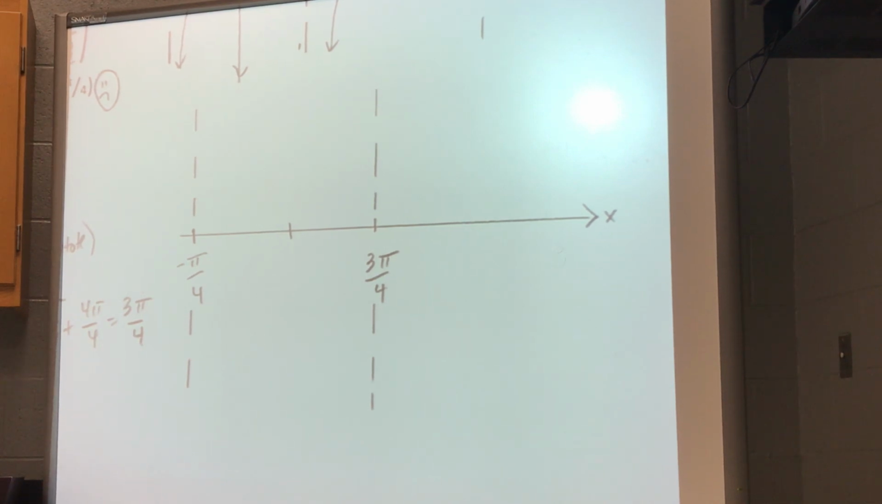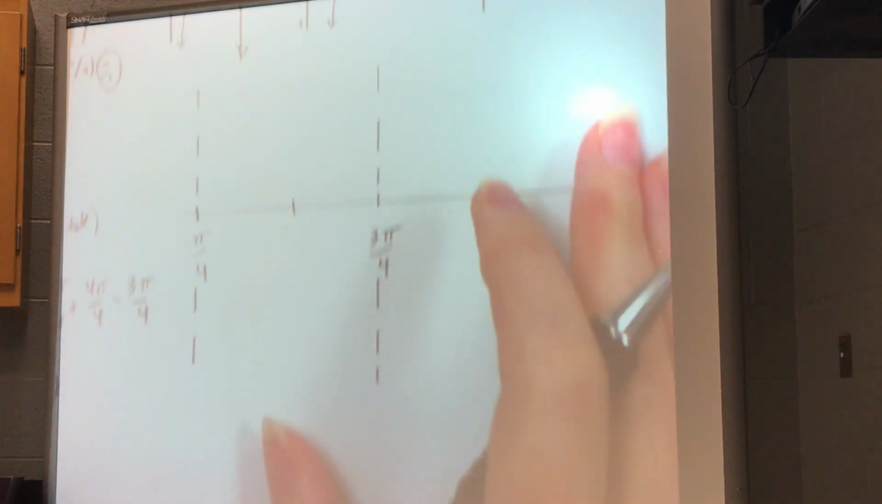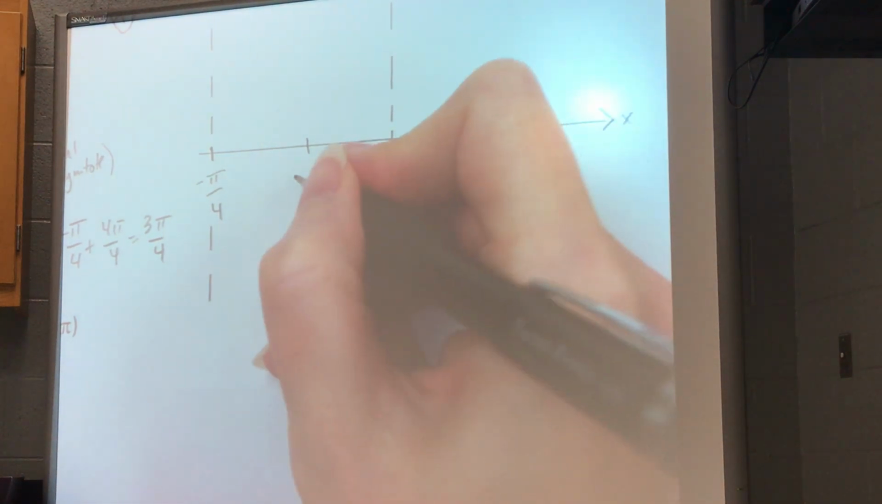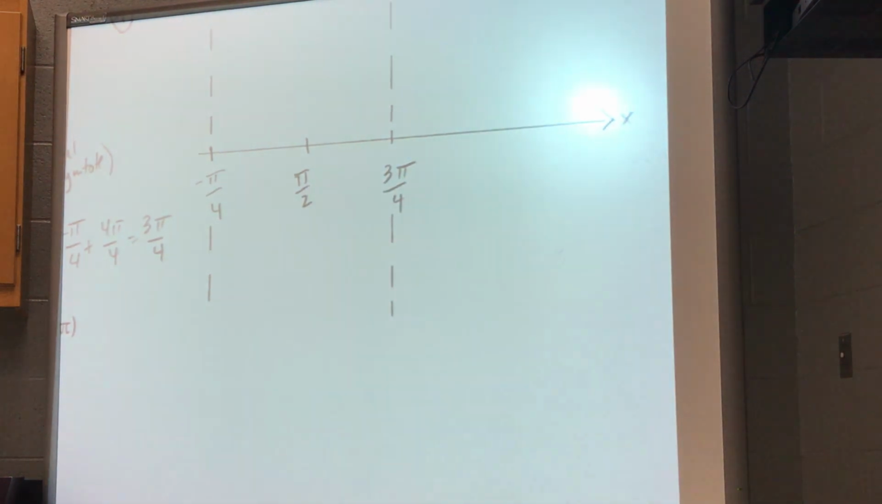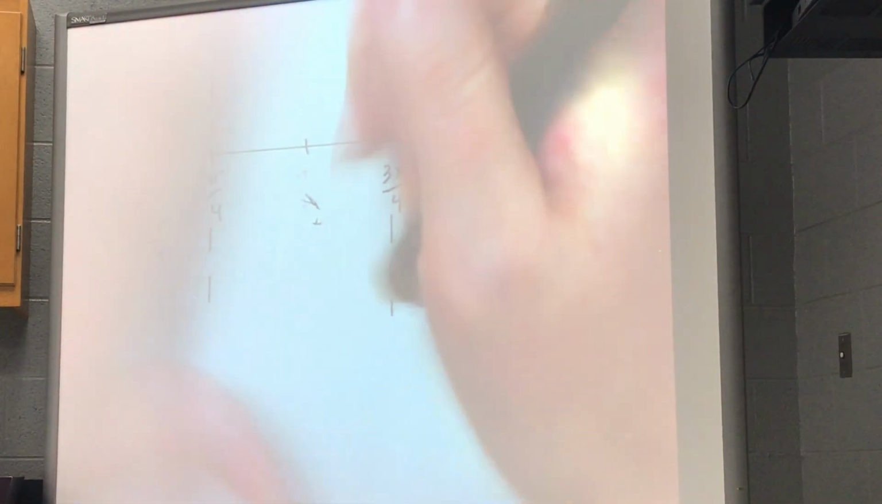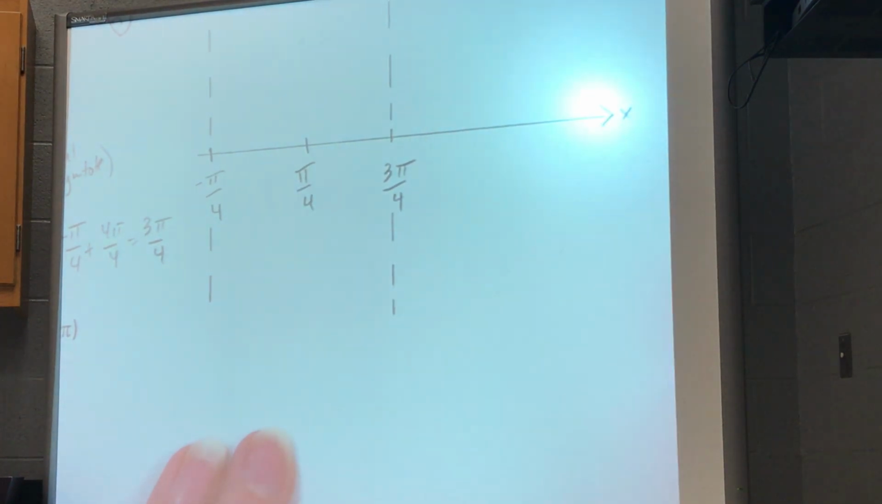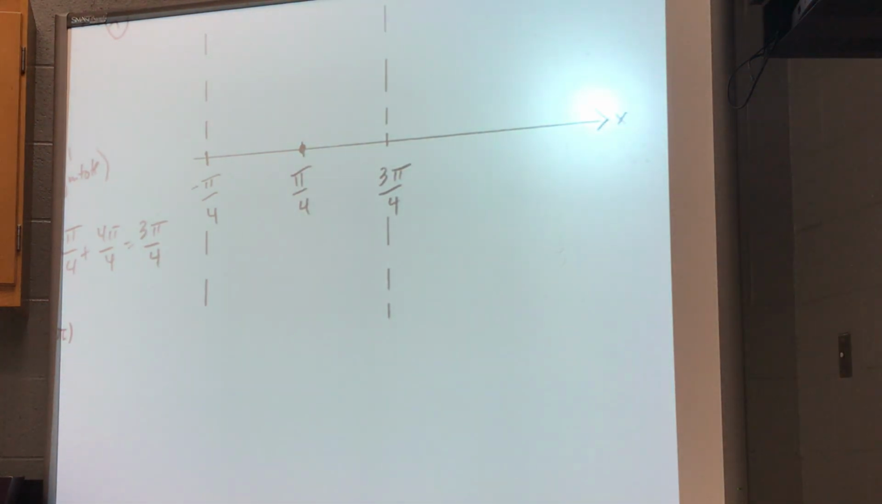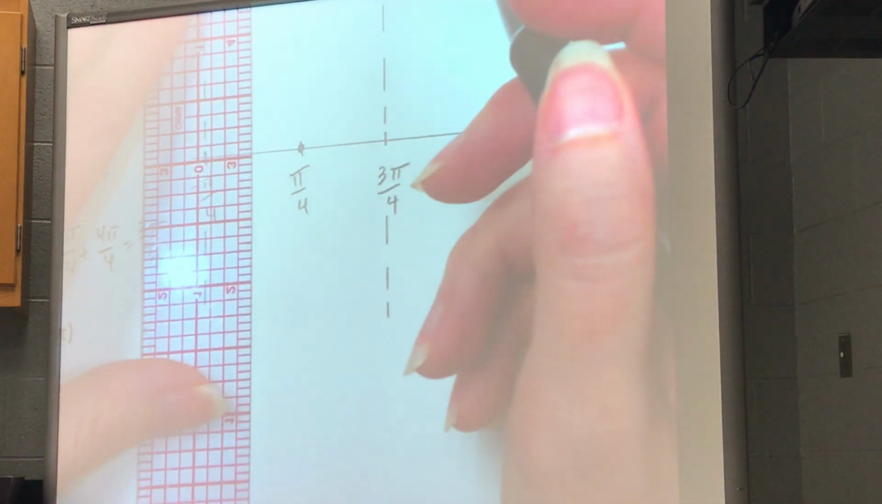So I need to add them together and then take half. And I think that is my x-intercept. All right, do we know where the y-axis is? We do. It's right in between these two, so I'm going to go ahead and draw it.